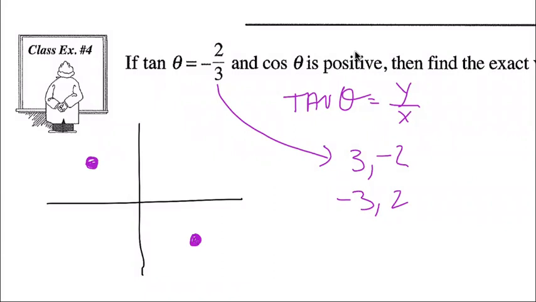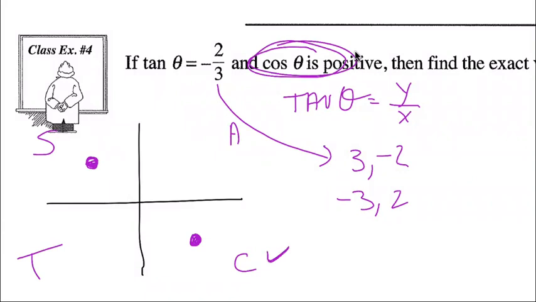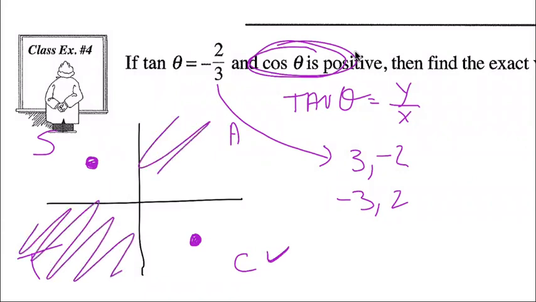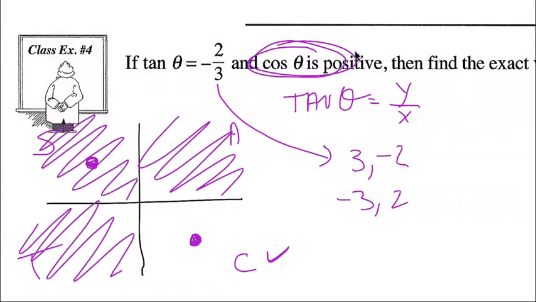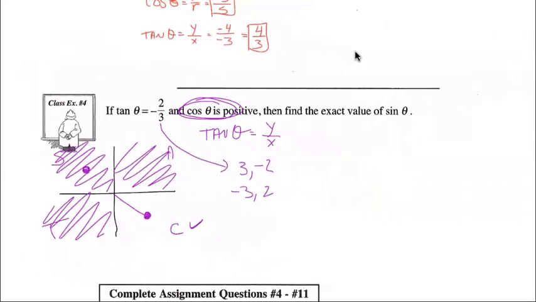But it says that cosine theta is positive. And if we look at our CAST rule, C-A-S-T, cosine is positive in quadrant 4, but cosine is negative in quadrant 3. So first of all, it can't be in quadrants 1 and 3, and it can't be in quadrant 2 because cosine is negative. So it can't be here. So our angle has to go this way. Then find the exact value of sine theta.